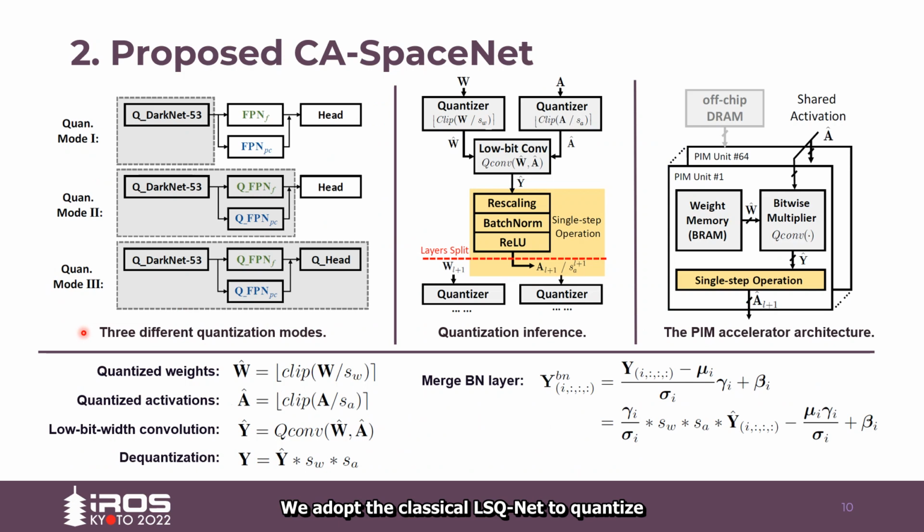We adopted the classical LSQNet to quantize CA-SpaceNet to a low-bit width model and then deploy a 3-bit convolutional layer into a PIM accelerator on FPGA. In order to explore the influence of quantizing different parts on the performance of CA-SpaceNet, 3 quantization modes are set up. The details of quantization of convolution are shown in these steps. Note that the batchnorm layer is merged into a single-step operation.